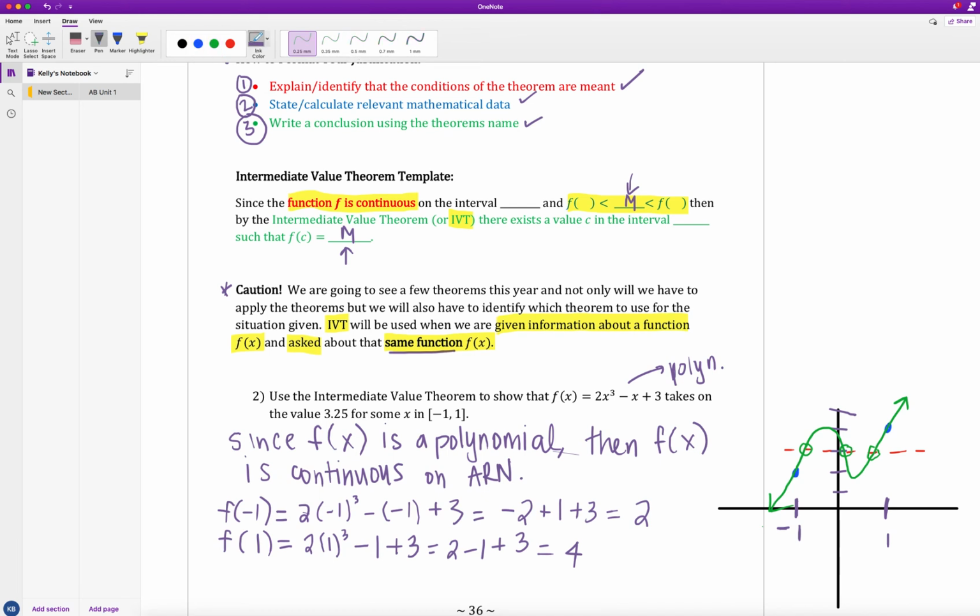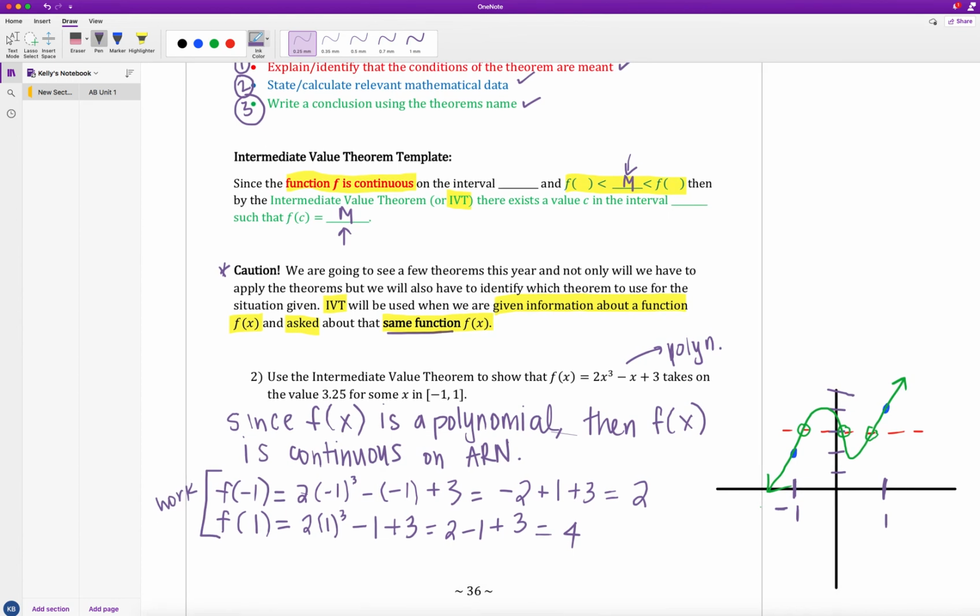So let's finish our kind of statement here. This is my work that I need to show so that I know those values and I know that those values exist, but for me to state my mathematical data, that's where I'm looking at this inequality. So the inequality we're looking at here is our m value for this example is 3.25.